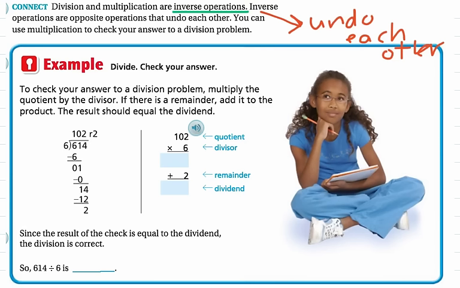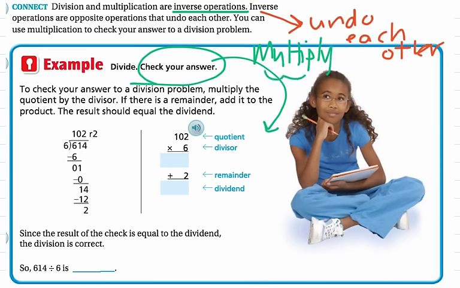So you can use multiplication to check your answer to a division problem, and that's something we started a little bit in the last example. So here in the second example it says divide, check your answer. So what we're going to be focusing on in this particular example is checking, and how do we check a division problem? We multiply. So it says to check your answer to a division problem, multiply the quotient by the divisor. If there's a remainder, add it to the product. The result should equal the dividend.